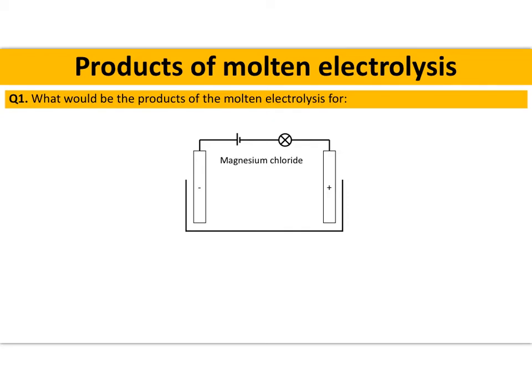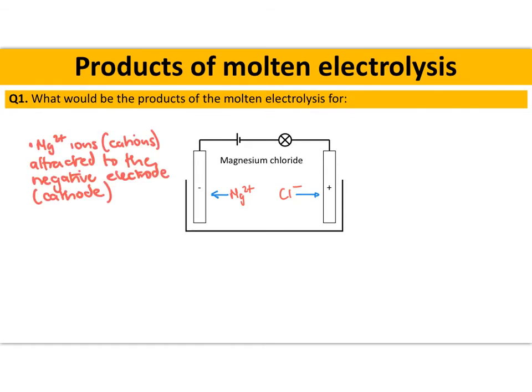The first thing that we need to be confident in is that we know what the ions in our solution are. From earlier we know it was Mg2+, and we know it's Cl-, and we know that the positively charged ions are going to be attracted to the negative electrode, and the negatively charged ions are going to be attracted to the positive electrode. Okay, so when those magnesium 2+ ions reach the electrode, what happens?